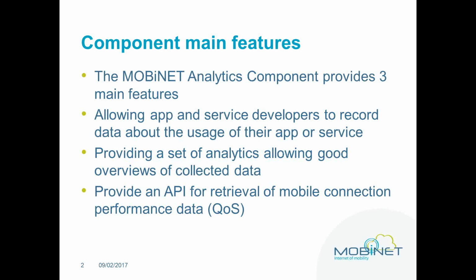Yes, so in MOBiNET we added an analytics component, which basically has 3 main features. It should first allow app and service developers to record data about the usage of their app and where and how it's used. The second step is providing a set of analytics, allowing a good overview of the collected data so that you can figure something out of this and adapt your app depending on what the data tells you. And the third component is an analysis of mobile connection data, so mobile network quality, in order to allow developers to optimize their app when they use data, basically when and where to use it, depending on how good the network quality is.